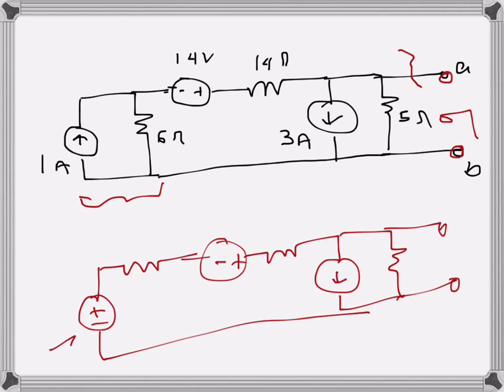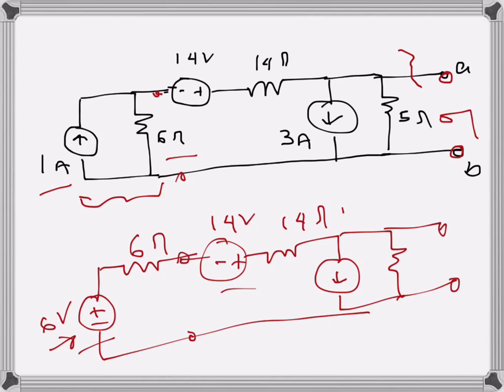So this is the terminal here and this is the terminal here. The value of the voltage source will be 1 times 6, so 6 volts, and the resistance will remain 6 ohms, and here it's 14 volts, this is 14 ohms. Now in the next step I will add these two voltages, so it will become 20 volts here and then 20 ohms there.